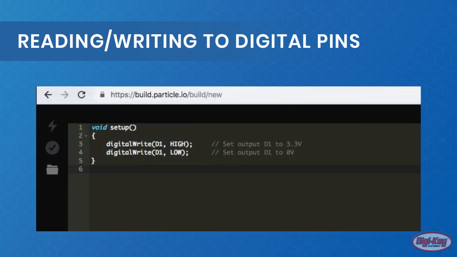Writing to a digital pin is another trivial task, which is done using the function digital write, which takes 2 parameters, the pin that is to be written to and its value. The value is either high or low, and these two refer to either logical high of 3.3 volts or logical low of 0 volts respectively.